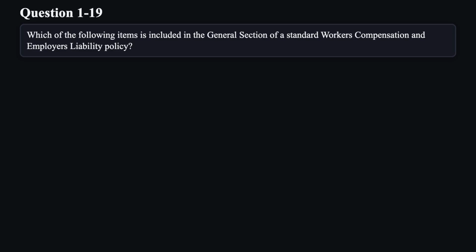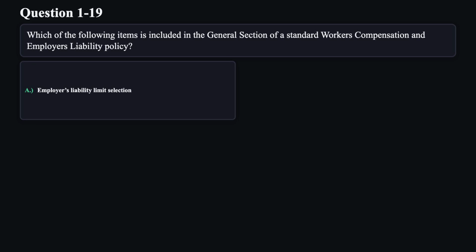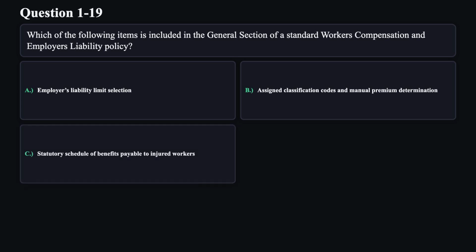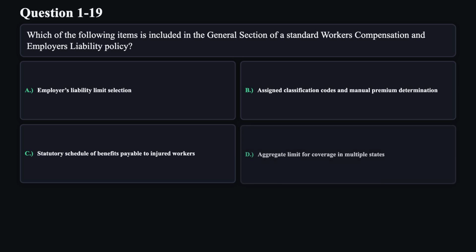Question 19. Which of the following items is included in the general section of a standard workers' compensation and employer's liability policy? A. Employer's liability limit selection. B. Assigned classification codes and manual premium determination. C. Statutory schedule of benefits payable to injured workers. D. Aggregate limit for coverage in multiple states.